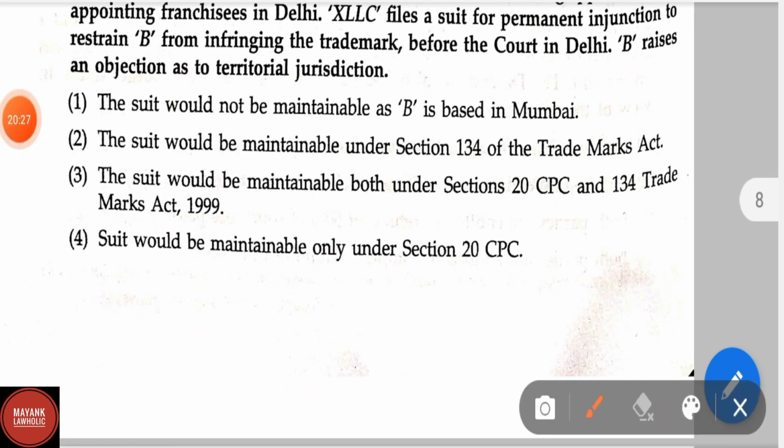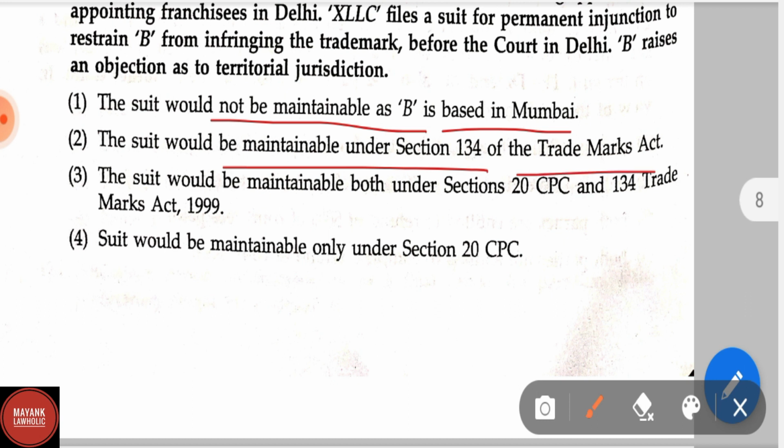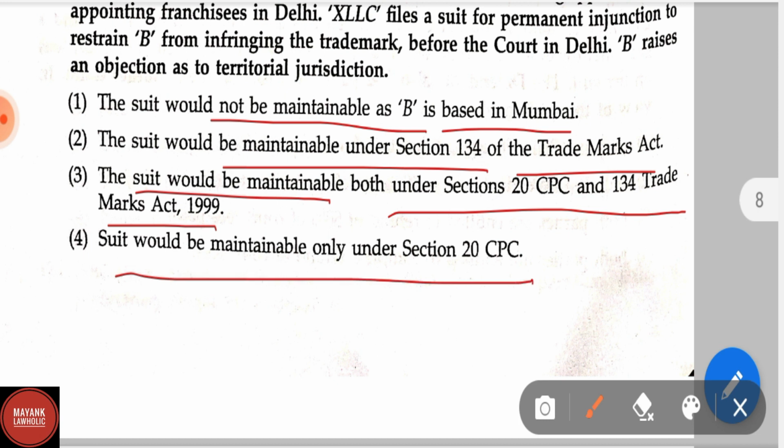Options are: the suit would not be maintainable as B is based in Mumbai. Option second, the suit would be maintainable under section 134 of the Trademarks Act. And option 3, the suit would be maintainable both under section 20 CPC and section 134 of the Trademarks Act 1999. Option 4, the suit would be maintainable only under section 20 CPC.